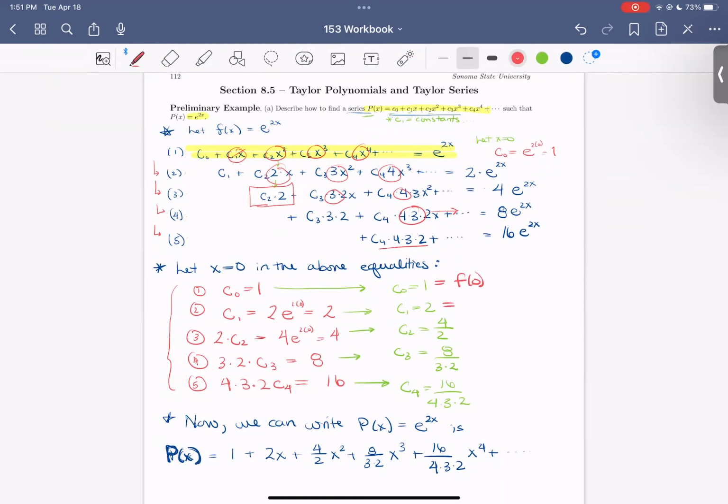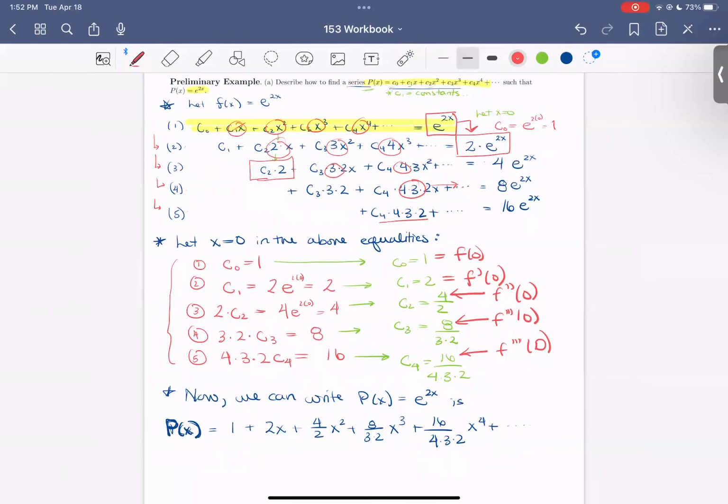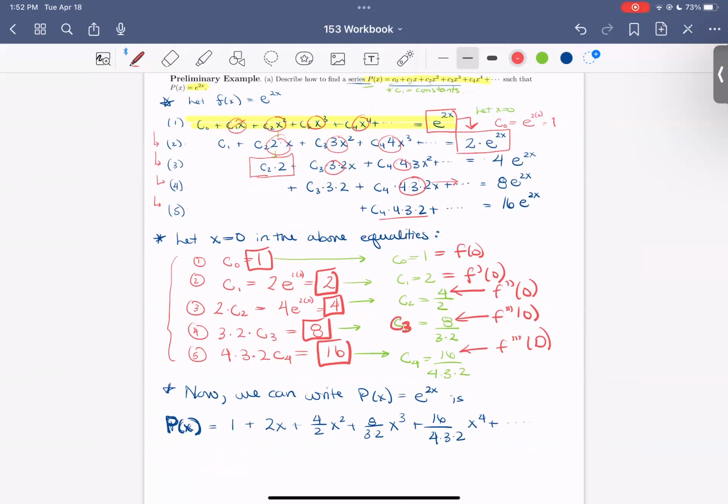Now, how did we get the numerator of c sub 1? Well, we plugged 0 into the first derivative of our function. So that was f prime of 0. We took the derivative of f, then we plugged in 0. For the next numerator, we took the second derivative, and then we plugged in 0. For c sub 3, we took the third derivative and plugged in 0. For c sub 4, we took the fourth derivative and plugged in 0. Now that we have a pattern for the numerator, maybe we should make that pattern a little more explicit. If we focus on the third coefficient, the numerator is the third derivative of f evaluated at 0.